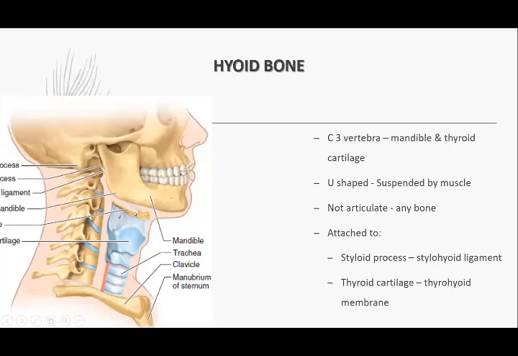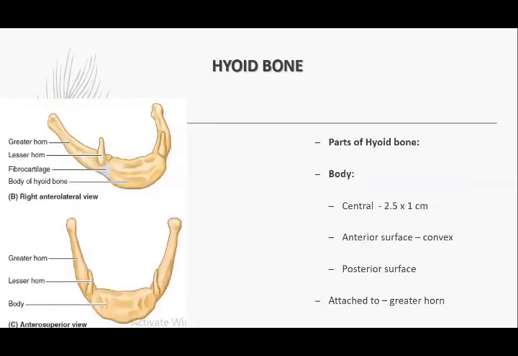And this is one bone that is not attached to any other bone directly. Direct कोई attachment नहीं है. Through the ligaments, through the muscles, etc. it is attached to the surrounding structures. It is attached to the thyroid cartilage, so the thyroid membrane, styloid process से muscle, stylohyoid ligament, stylohyoid muscle भी है. So उसकी direct कोई भी नहीं है attachment.